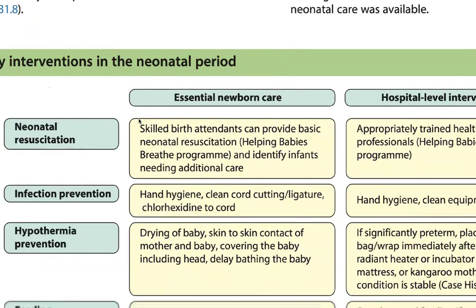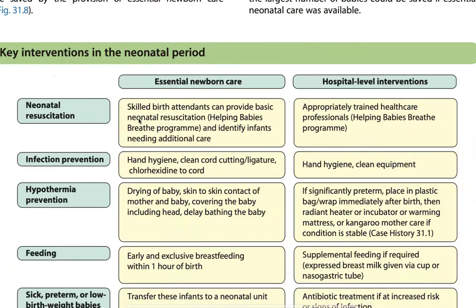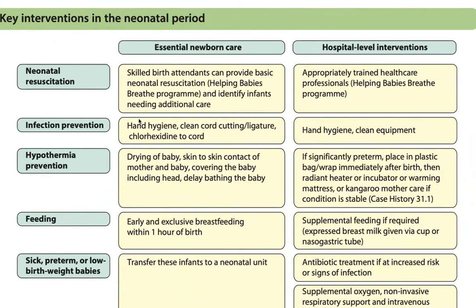Skilled birth attendants could provide basic neonatal resuscitation, such as the Helping Babies Breathe program, and identify infants needing additional care. Appropriately trained healthcare professionals can lead programs and hospital level interventions. Infection prevention includes hand hygiene, clean cord cutting and ligature, and chlorhexidine. Hypothermia prevention includes drying of the baby, skin to skin contact of mother and child, and covering the head to delay heat loss.